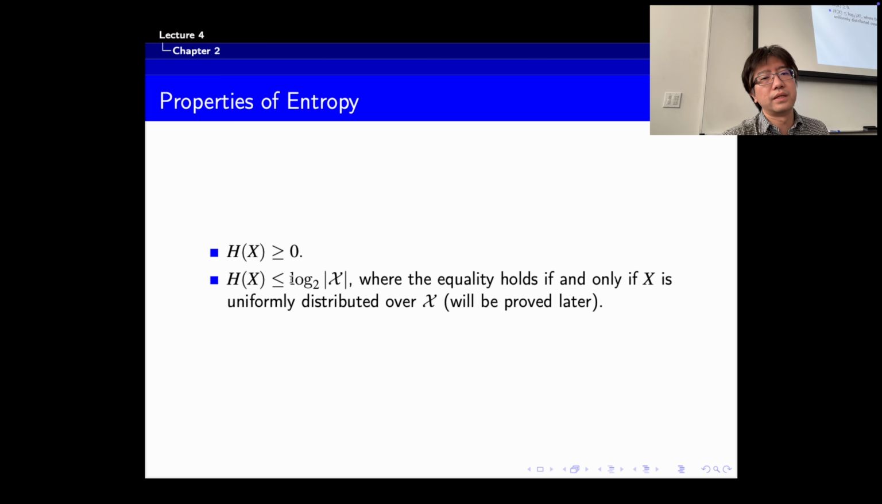Okay, so it basically means that when the distribution is uniform, then we reach the highest entropy, which kind of makes sense, right? If it's a uniform distribution, we really have no idea.